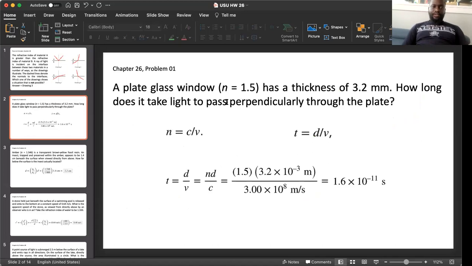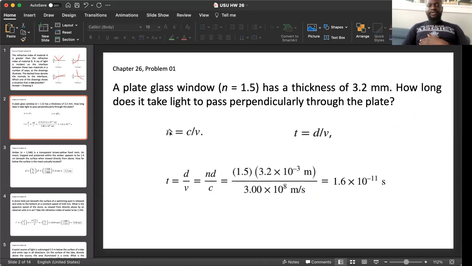Okay. Chapter 26, problem 01 says a plate glass window with refractive index 1.5 has a thickness of 3.2 millimeters. How long does it take light to pass perpendicularly through the plate? So we're going to combine 2 formulas. Refractive index is speed of light in air over speed of light in the medium. And then time taken is distance over speed.